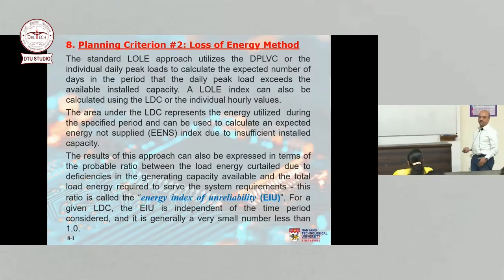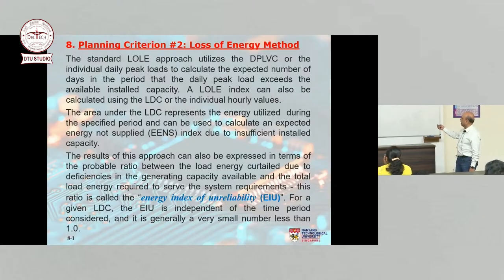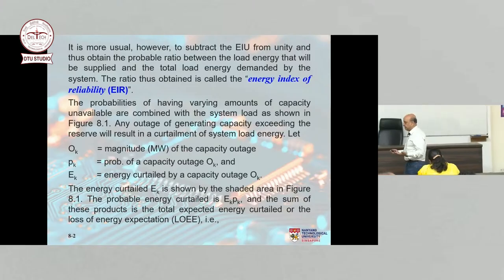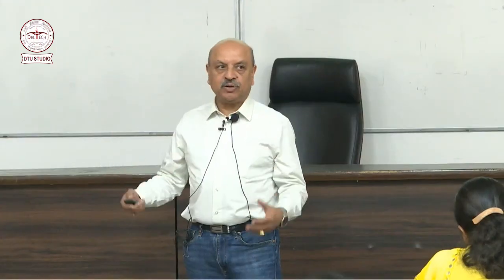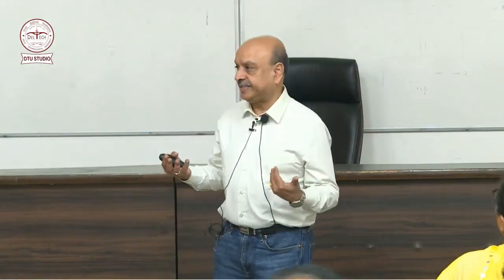We can also calculate some of the other indices that I mentioned perhaps yesterday or the day before, the energy index of unreliability as well as the energy index of reliability. Now the reason why we calculate these indices is that we want to compare two totally different systems on the same pedestal. That means they may have similar peak loads, they may have similar generation composition, but once you want to compare different configurations for the future, it is always better to compare them on a per unit basis. So that's the reason for the EIU and EIR, energy index of unreliability and reliability, to be used sometimes.